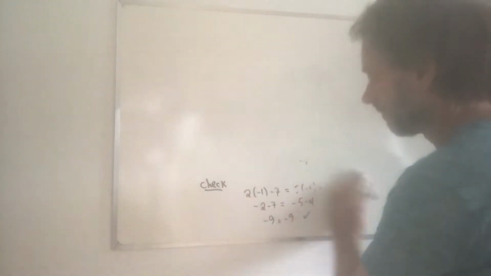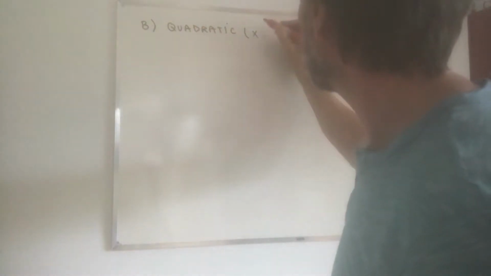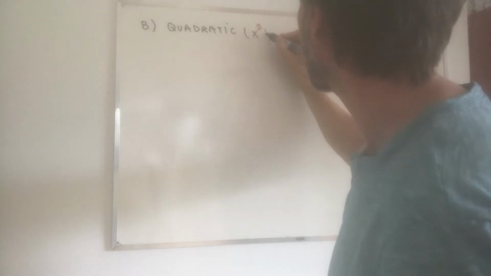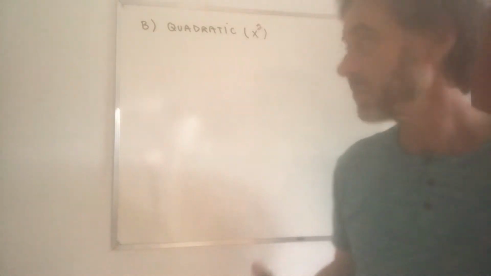So let's move on to something a little less trivial. These are the second class of equation. So B, we are going to be solving something called quadratic. Quadratic means that the equation will involve an x to the power of 2. We're going to be looking at two different types of quadratic equations.